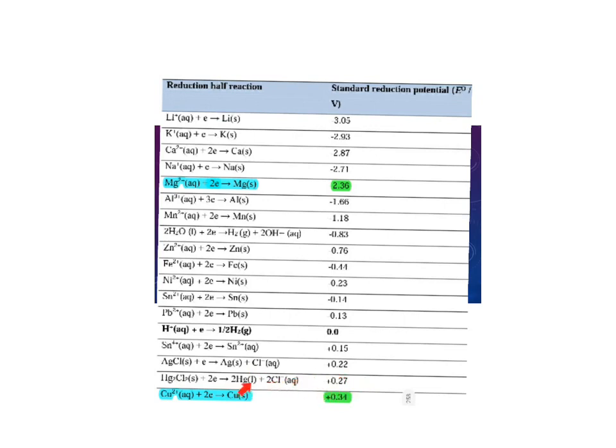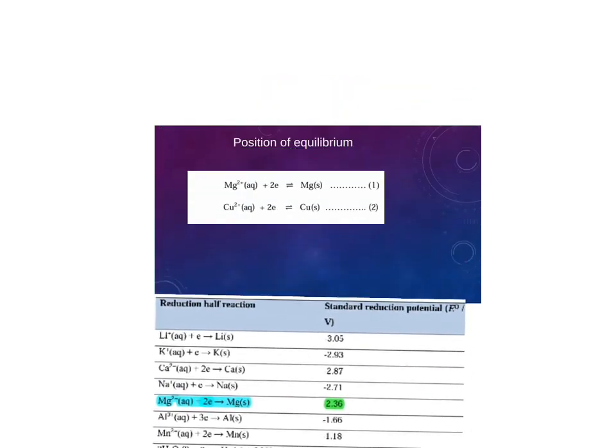and copper is plus 0.34. That means here magnesium has the ability to act as a reducing agent. That means it has a more negative value and acts as the anode, right? More negative value means the electron density is high. That means they tend to undergo oxidation, so they are good reducing agents, right? So in terms of position of equilibrium, we can say magnesium always tries to undergo oxidation. That means its position of equilibrium is more to the left, right?